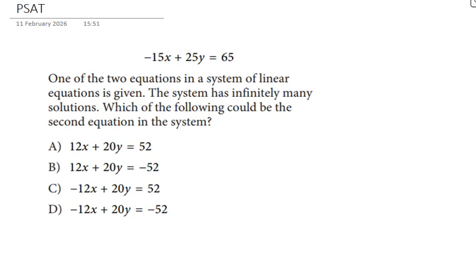Now let us understand what the question is asking. If a system has infinitely many solutions, that means both equations represent the same line. That means one equation must be a multiple of the other, and the coefficients and the constant must all be multiplied by the same number. So our goal is to check which option is a multiple of minus 15x plus 25y is equal to 65.